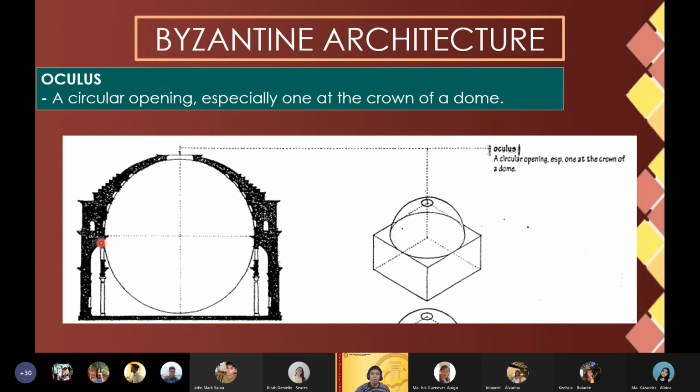So the dome during Byzantine architecture is actually based on the dome made during Roman architecture, which is the Pantheon. So if you notice the building of the Pantheon during Roman architecture, it has a hole up here at the top. That opening or that circle right there is what you call the oculus.